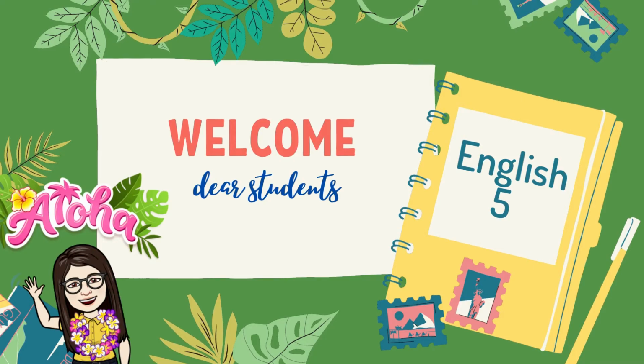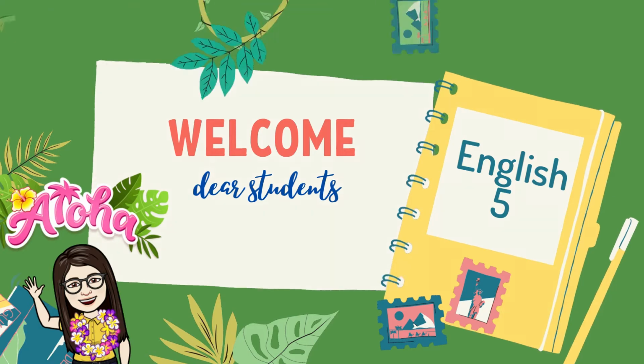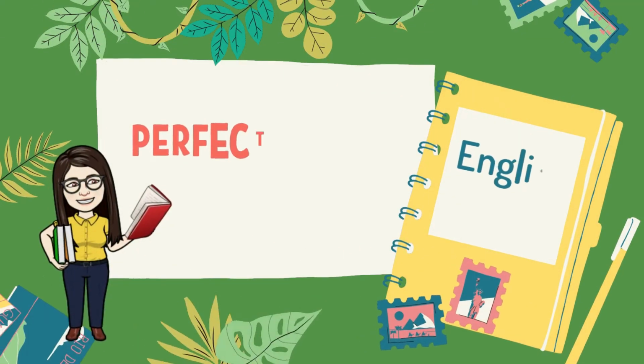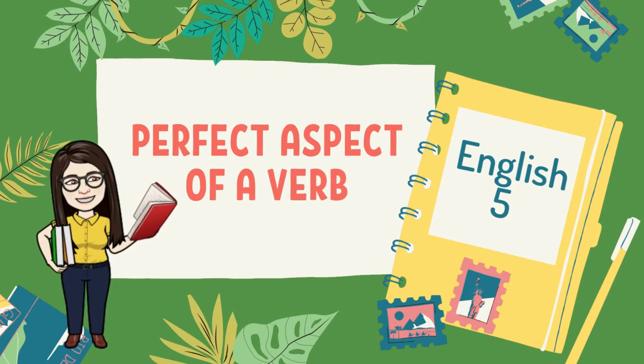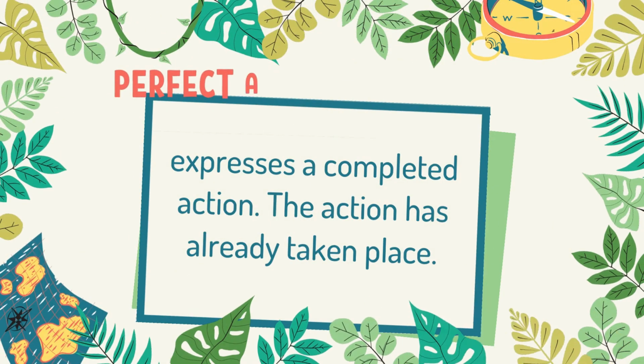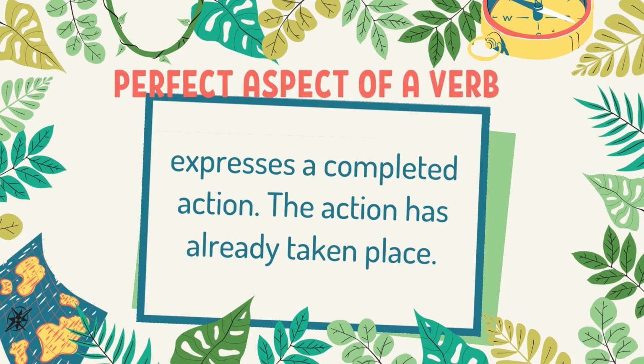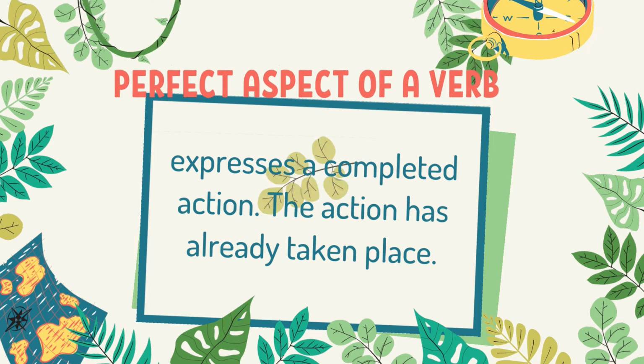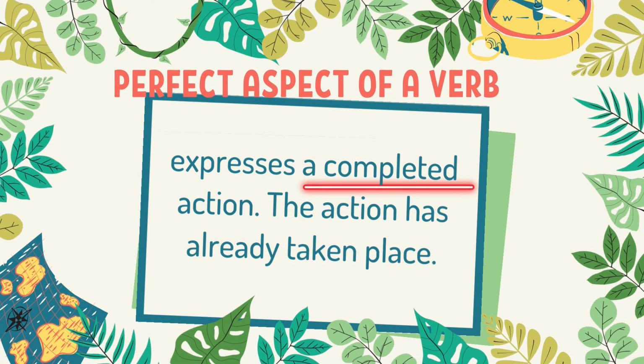Last time, we discussed simple aspects of verbs. Today, we are going to discuss perfect aspects of verbs. The perfect aspect of a verb expresses an action that is already completed. The action has already taken place.